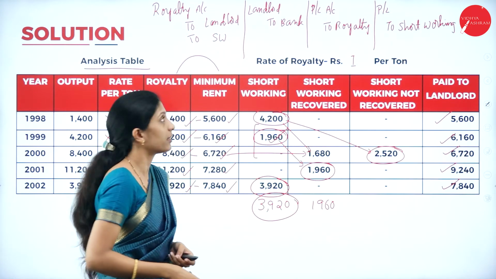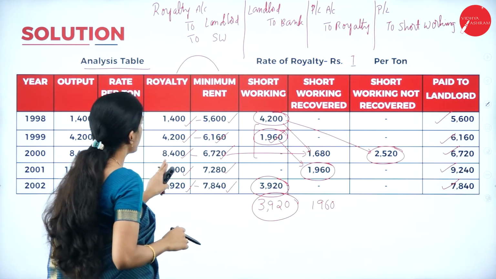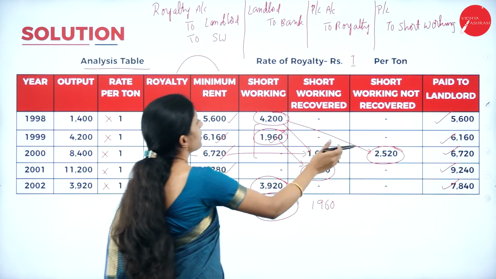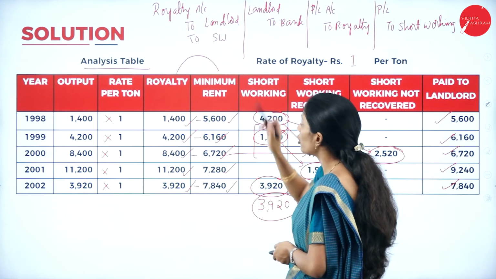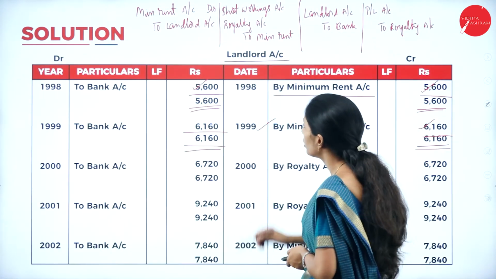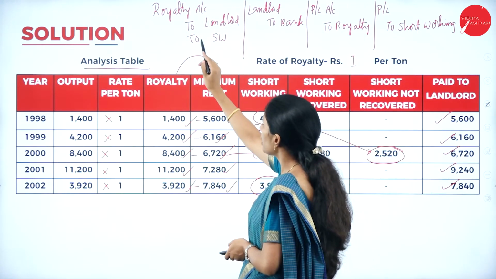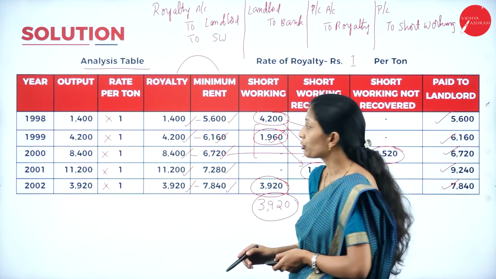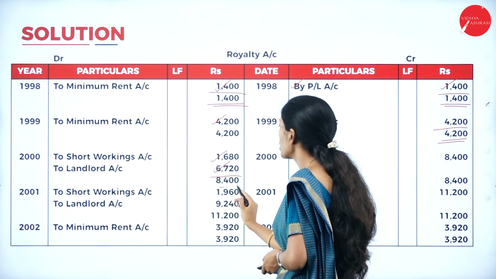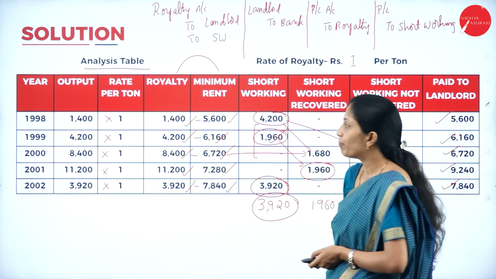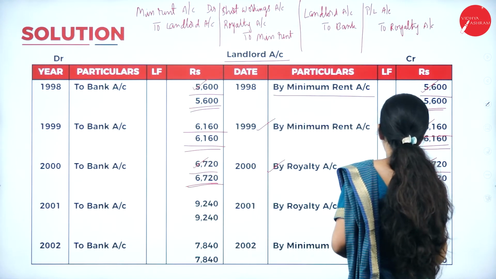Now come to the first entry under third year. So your entry is royalty account debit to landlord, to short workings. So royalty is 8,400, to landlord 6,720, to short workings 2,520. How do you write under landlord? By royalty 6,720. Next, in royalty, you will write it as to landlord, to short workings. So it is 8,400. Next entry is landlord to bank. So in your landlord account, you will write to bank account 6,720. Now both the sides are equal.